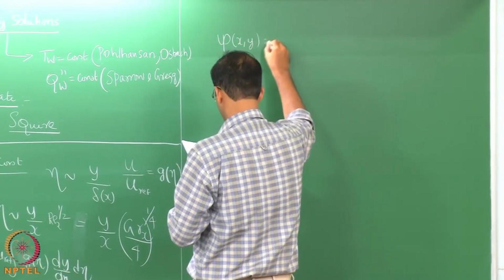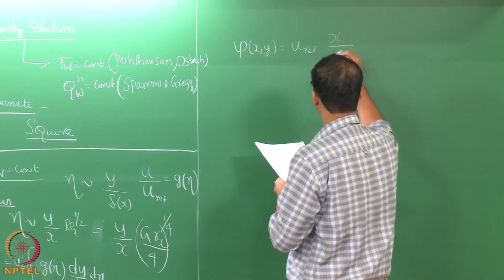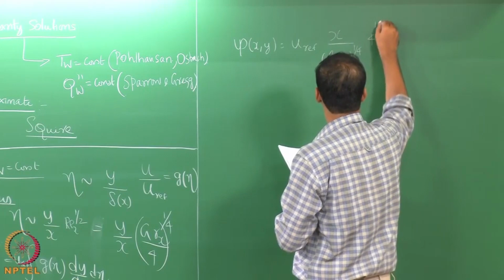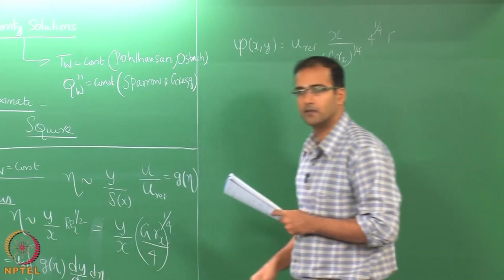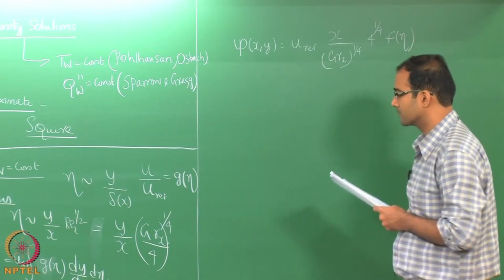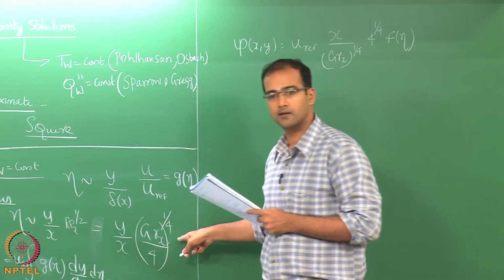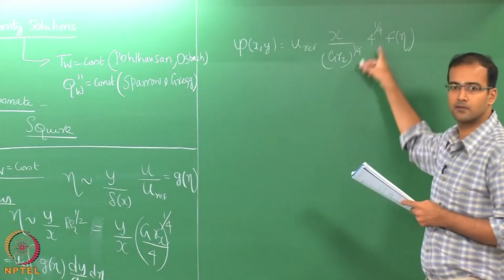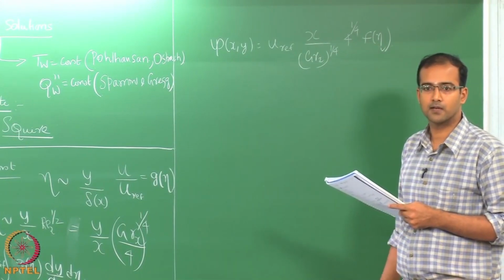Please check that it comes out to be u reference times x by Grashof number to the power 1 by 4 into 4 raised to the power 1 by 4 into this integral g of eta d eta, which will be nothing but another function of eta, which we will say f of eta. And this dy by d eta is nothing but x into 4 raised to the power 1 by 4 by Grashof number to the power 1 by 4, okay, and the integral g of eta d eta is nothing but another function f of eta.